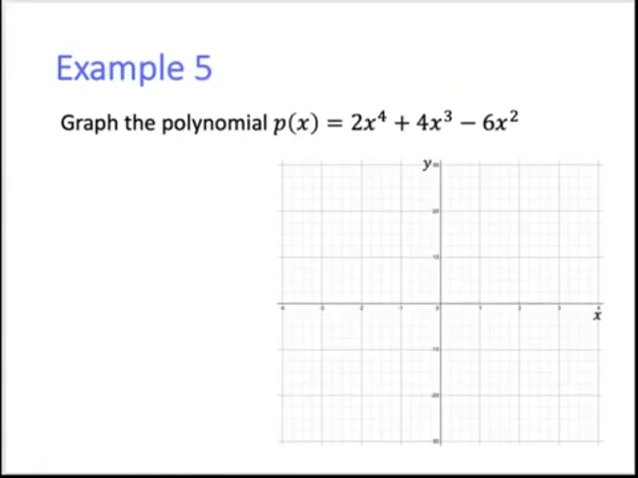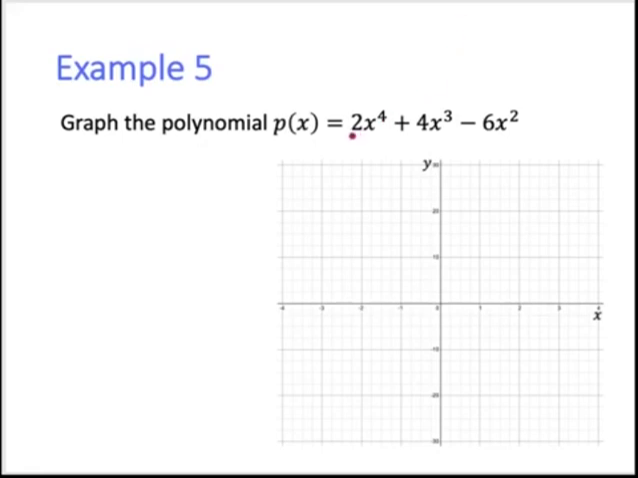Now let's look at example 5. For example 5, we're asked to graph the polynomial p of x equals 2x to the fourth plus 4x cubed minus 6x squared. Now our first step is to use the leading term test to determine the end behavior of our polynomial.